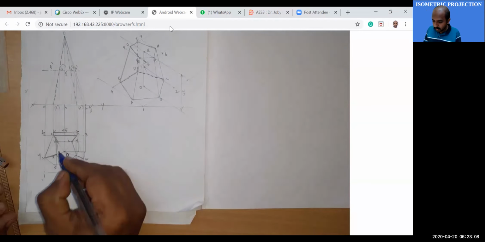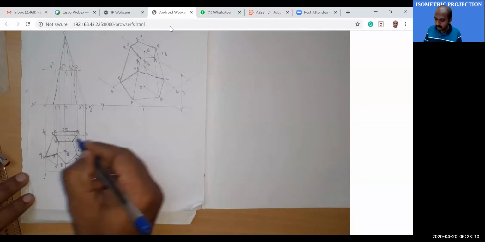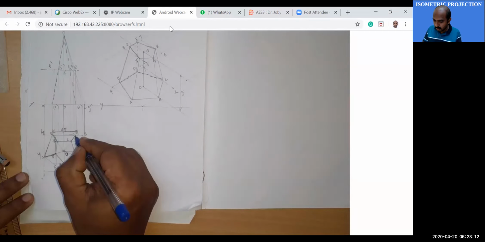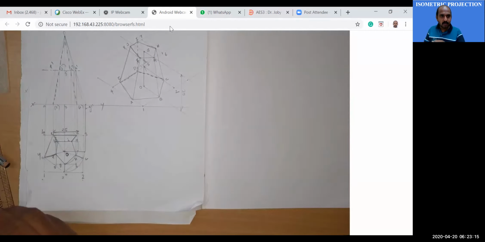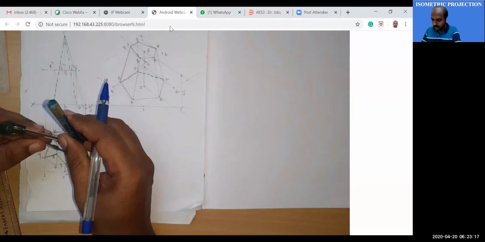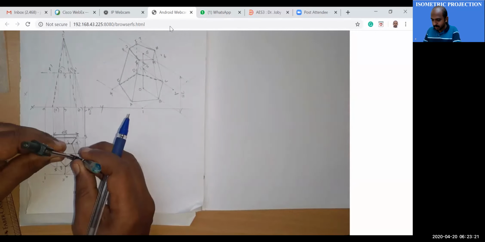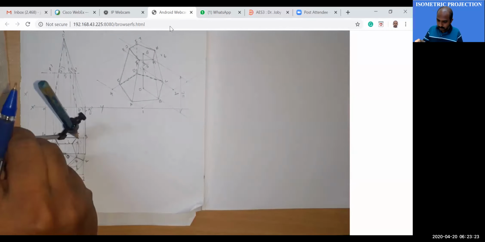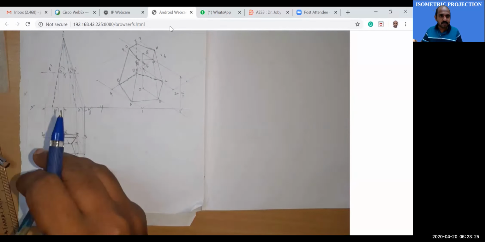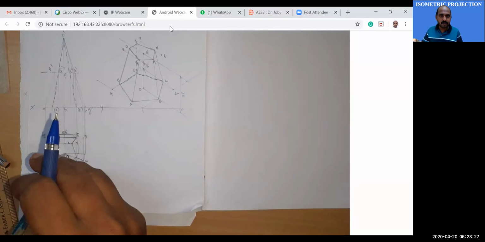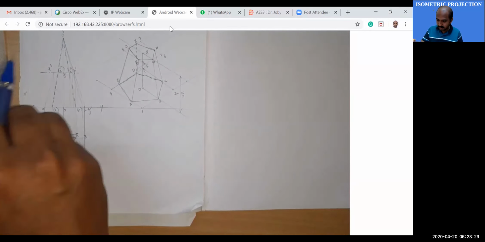Now with O as center and OD or OE as radius, you complete a circle. What I am explaining is the procedure for drawing the top view of the pentagon.